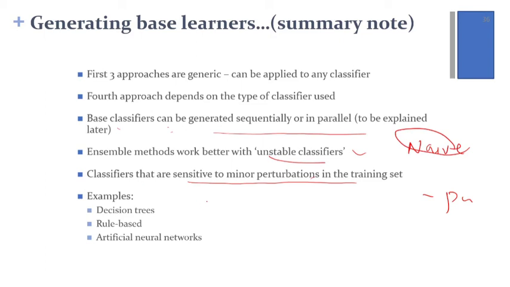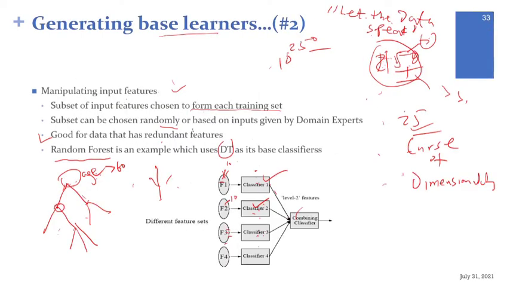Examples of unstable classifiers are decision trees, rule-based systems, and artificial neural networks. These are considered to be unstable classifiers by their attributes. Change something: if you are building the tree classifier I just told you about, if you start with age, you are going to arrive at different results than if you start with weight first. This is the idea. Those kinds of classifiers are considered to be unstable, and they are good candidates for ensemble.